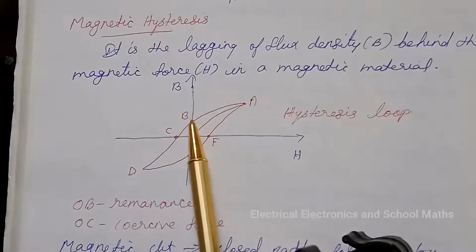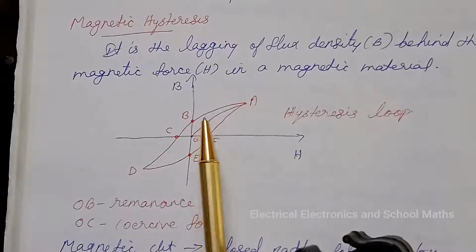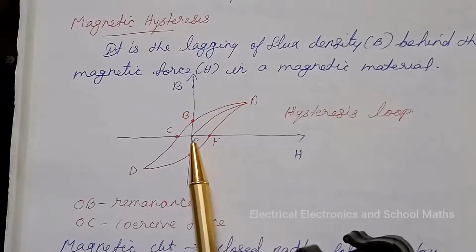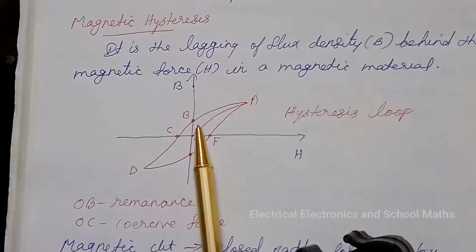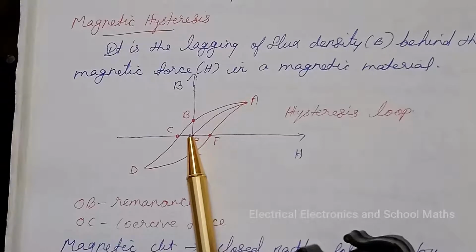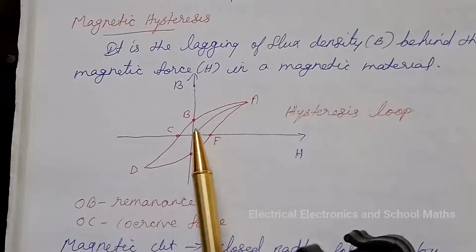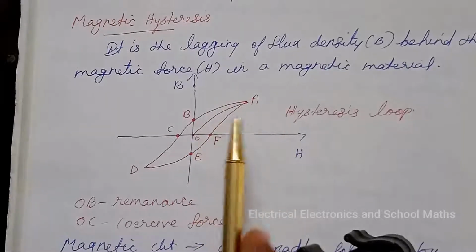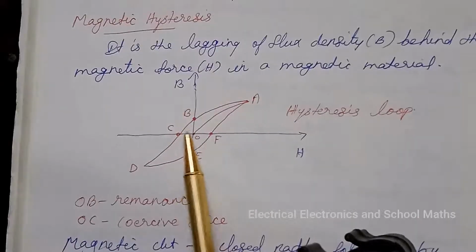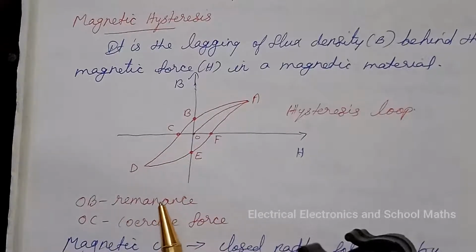But there is still some magnetization left in the material. That is, the flux density B does not fall to 0. The remaining value of B at this point is called residual magnetism. The power of retaining the magnetism is called retentivity of the material. Also, the flux density represented by OB is called remanence.